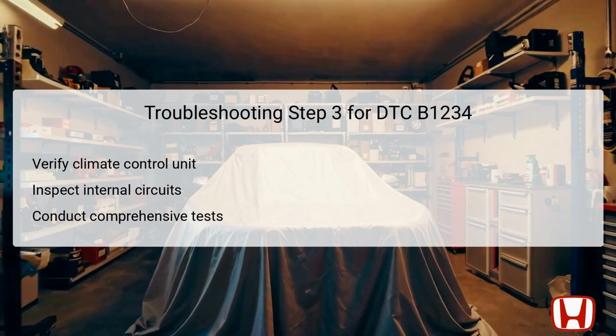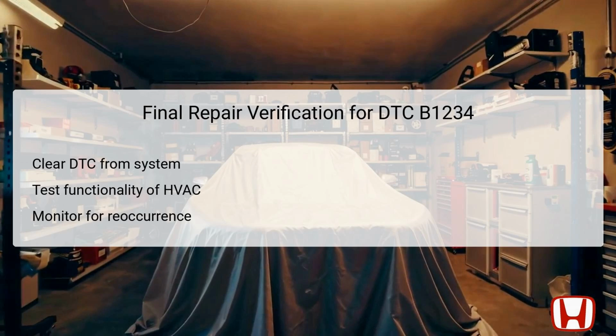If abnormal voltage is detected, it implies that the climate control unit itself is malfunctioning, thereby failing to facilitate proper climate control adjustments. Should any issues arise during this testing, the climate control unit may need to be examined or replaced altogether. This step assesses whether the core command module is working efficiently to manage the air mix control functions as intended. Upon completing the troubleshooting process for DTC B1234, the final verification phase is essential.